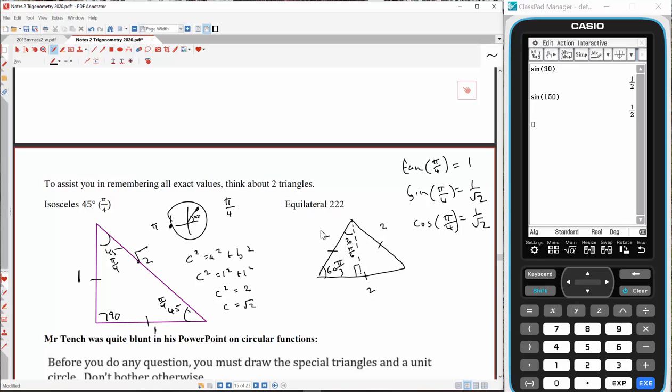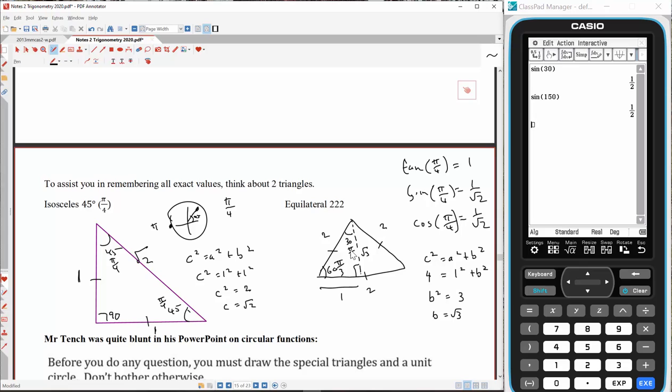All right, so I know that that's 2. This length here will be 1, and according to Pythagoras' theorem, let's do it, c squared equals a squared plus b squared. That is 4, so 2 squared is 4 equals 1 squared plus b squared. B squared equals 3, b equals the square root of 3. So that is the square root of 3.